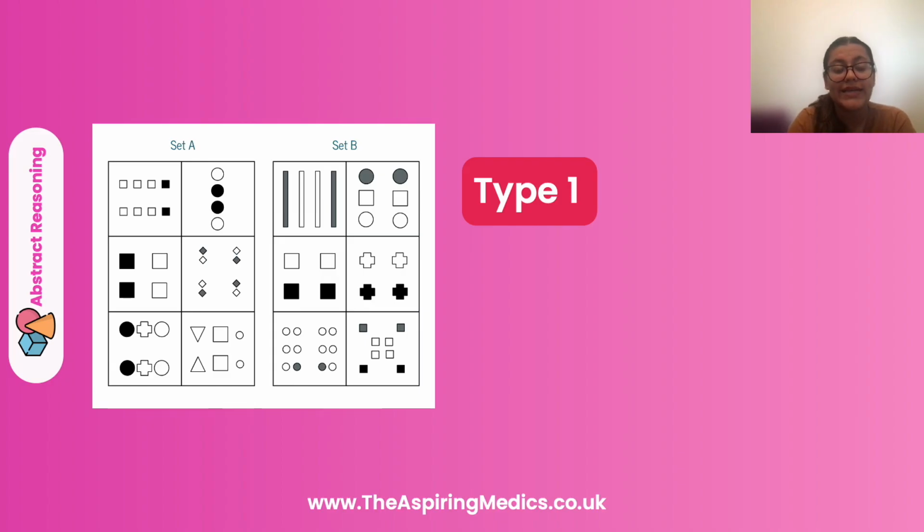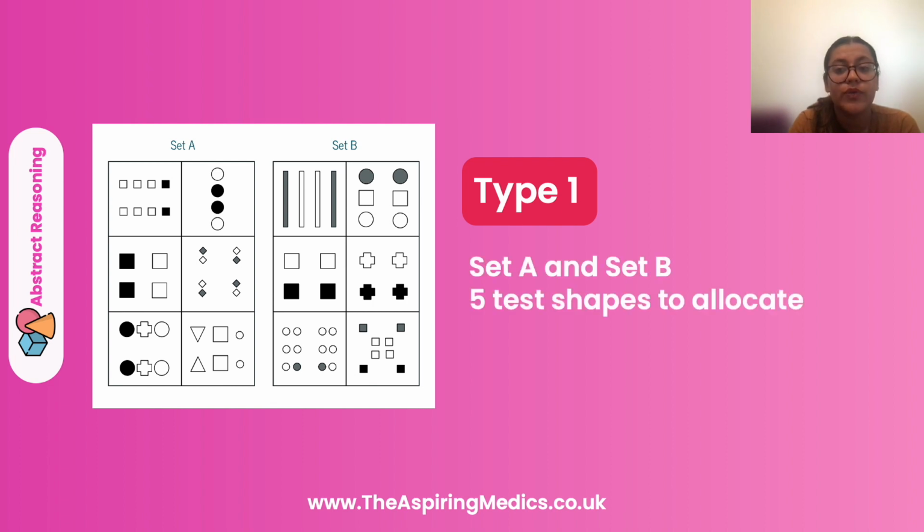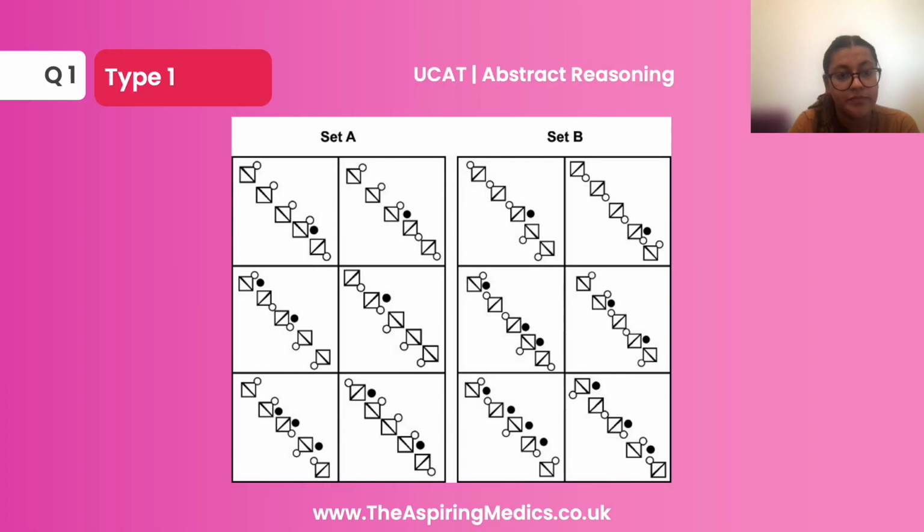So let's look at a sample question from type 1. You're given objects in set A and set B, and you need to identify a pattern. So this is our question. I would recommend you to pause the video now and try to identify a pattern amongst all the set A shapes and a pattern amongst all the set B shapes, and then continue this video. So pause the video now if you need to.